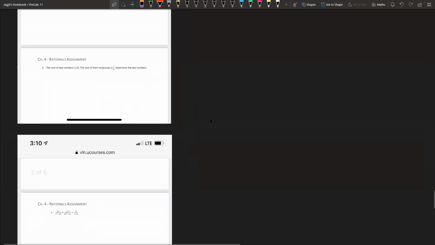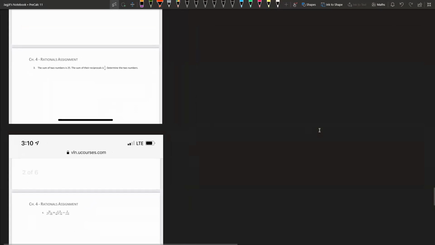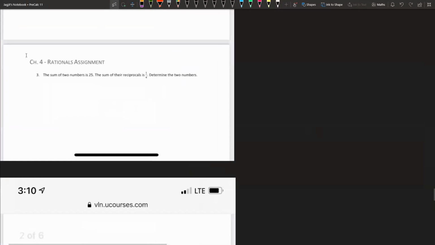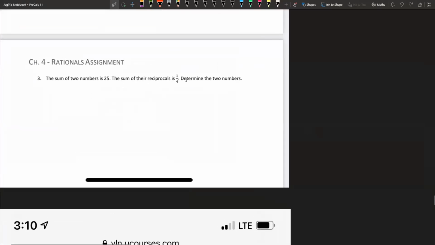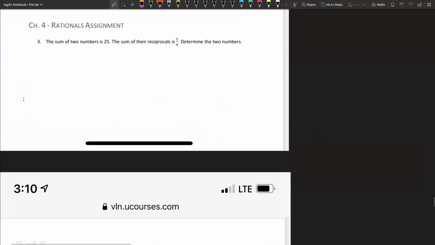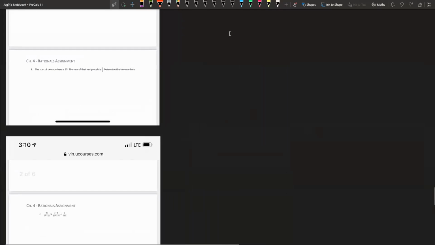Here's another word problem, folks. The question says the sum of two numbers is equal to 25 and the sum of their reciprocals is equal to 1 over 4. Determine the two numbers. We want to find two numbers, right? So let the two numbers be x and y.